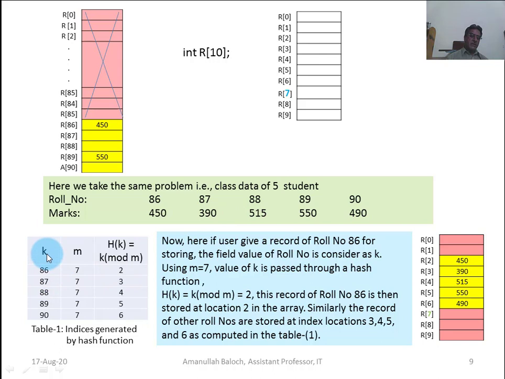So we denote it with K, and the K values are 86, 87, 88, 89, and then 90. This M, which is the largest prime number of this index, is denoted with M. So M is 7 everywhere, and this is the hash function: H(k) = k mod m.